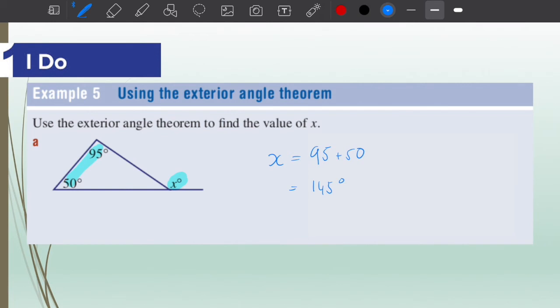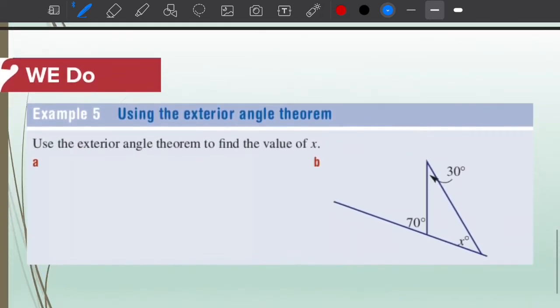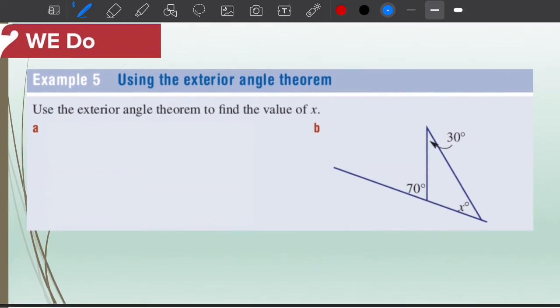I want you guys to have a go at doing this one. Pause it here. Actually, let me give you a hint. The exterior angle, the 70 degrees here, is equal to the sum of the two opposite angles. So that's going to be equal to 30 plus x. And we want to find out what x is. You guys can have a go at that. Pause the video, have a go, and I'll show you how to answer it when you come back.